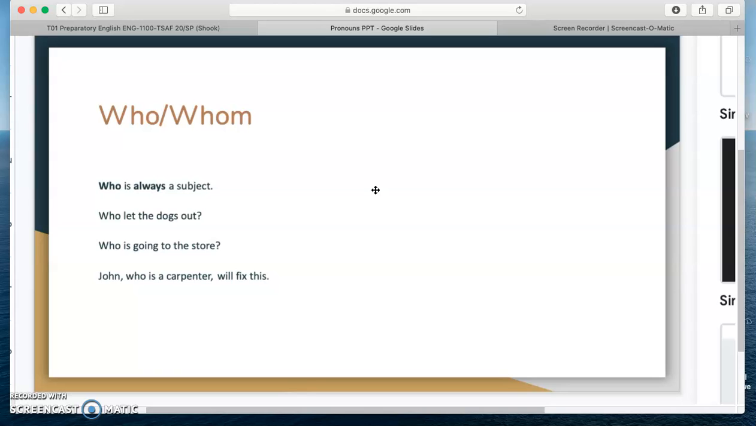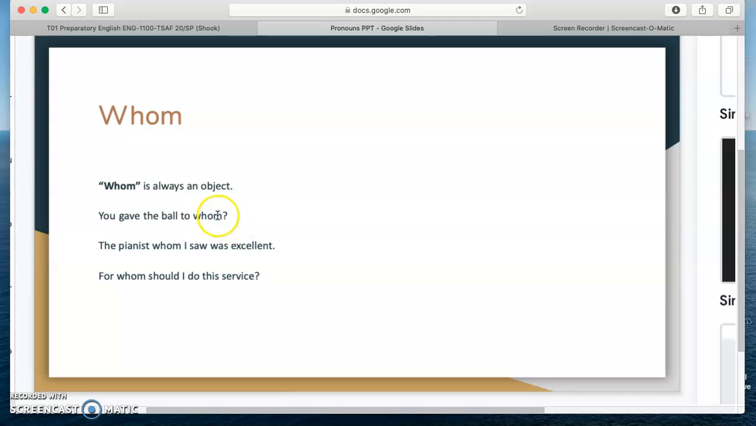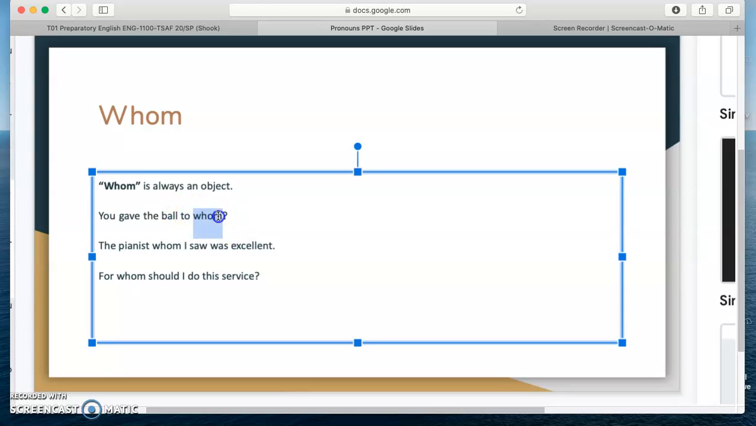So when do you use whom? Well, quite the opposite. Whom is always an object. You gave the ball to whom, right? So whom here is a part of a prepositional phrase, to whom, and it is the object of the preposition. You gave the ball to whom?